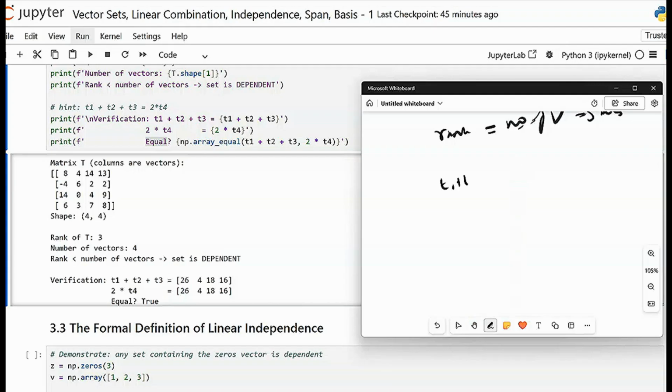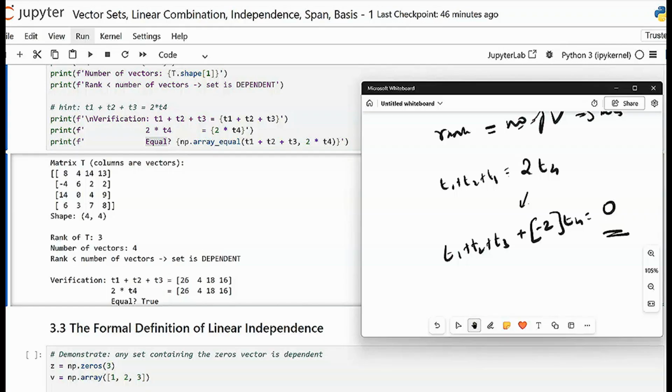And with this dependency equation, on the left-hand side T1 plus T2 plus T3 is equivalent to twice T4. You can also rewrite it as T1 plus T2 plus T3 plus minus 2 T4 equal to 0. Yes, this is exactly the form of the formal definition of linear dependency: a non-trivial combination equals the zero vector.